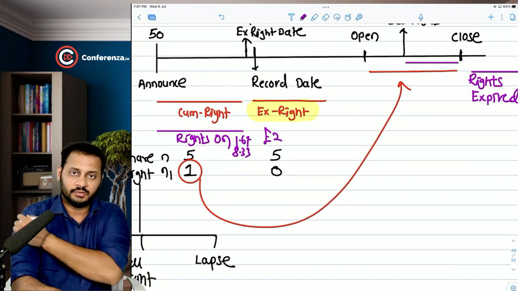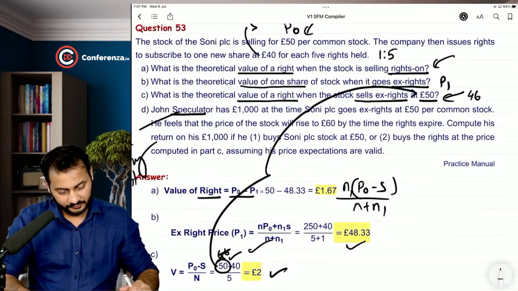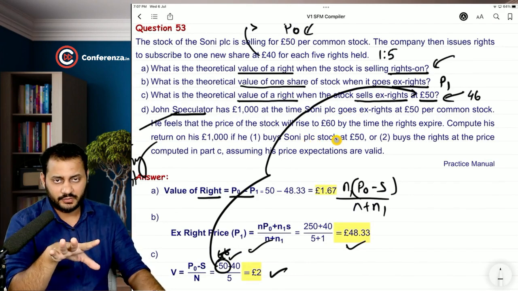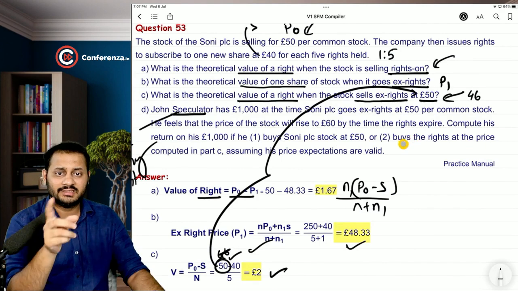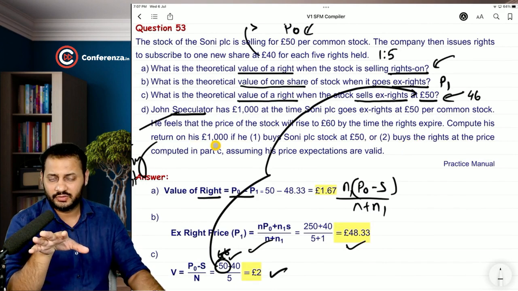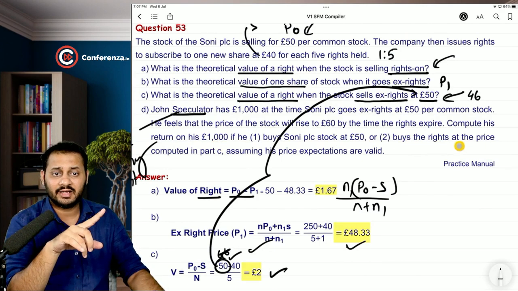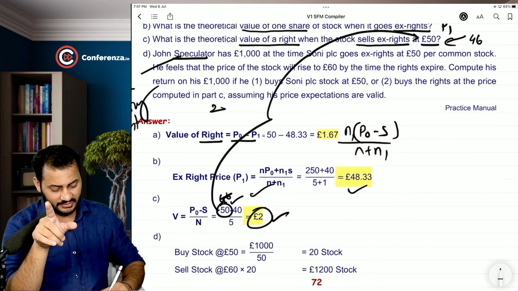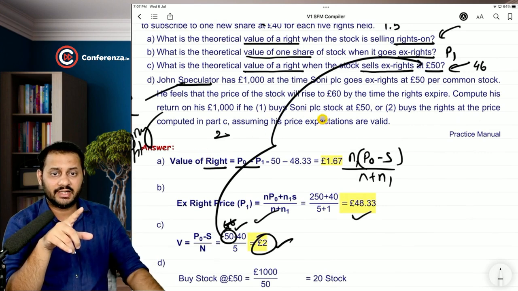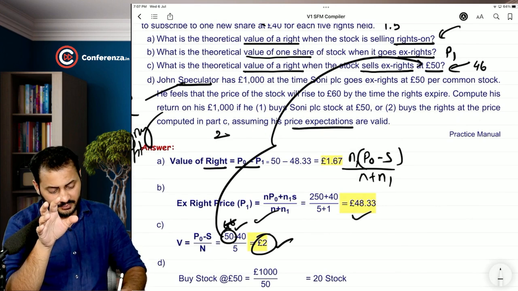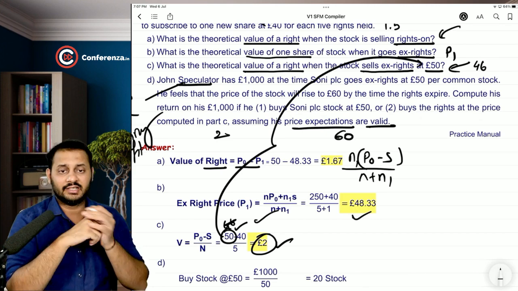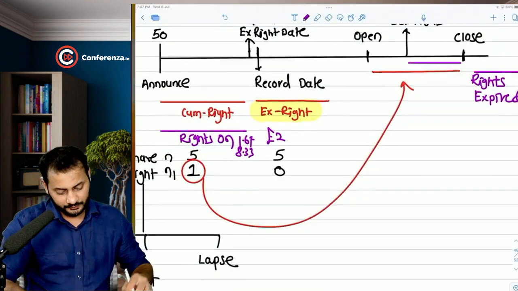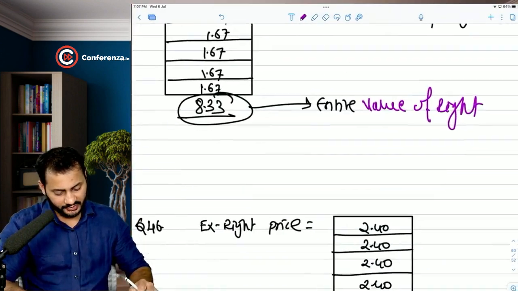The question is, you will have to calculate the gain if he buys the stock at £50. Otherwise, there is another option. What to do with £1,000 is buy the right at the price computed in part C, which is 2. See, part C is £2, assuming his price expectations are valid. If his price expectations are valid, the price at the expiry of the right will be £60. I will tell you now how everything is going to happen.